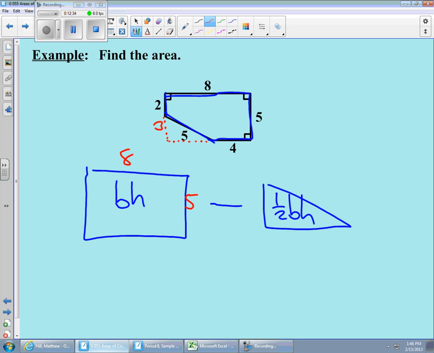Same thing on the bottom side. You've got 8 units across the top of the rectangle, which means there's 8 units across the bottom of the rectangle. 4 of them are over here on the right side of the bottom, which means there's 4 missing right there. So our dimensions were pretty easy to find.